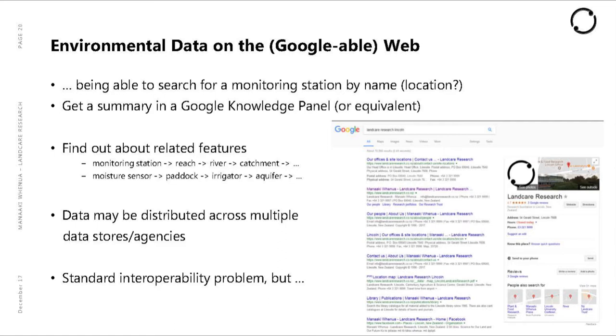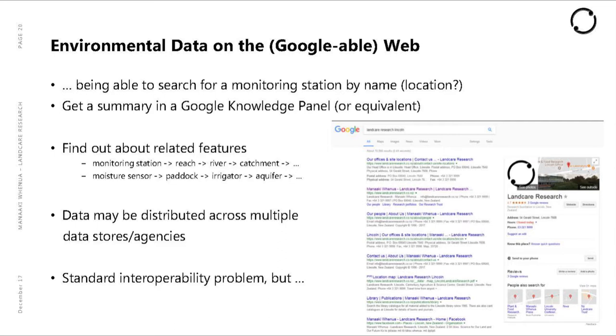But more importantly, which is what David was running with, is how do we find out about the related features? I've got a monitoring station. Well, what river reach is it actually sampling? What are the reaches upstream and downstream of that? What river is it on? What's the catchment it's in? Or I've got a soil moisture sensor that's monitoring something in a paddock, which contains this irrigator, which is sampling this aquifer, which then is influenced by this catchment. How do we build together this web of stuff, knowing full well that these are not going to be stored in one location? No piece of data is going to know about everything else. So how do we pull together this graph?